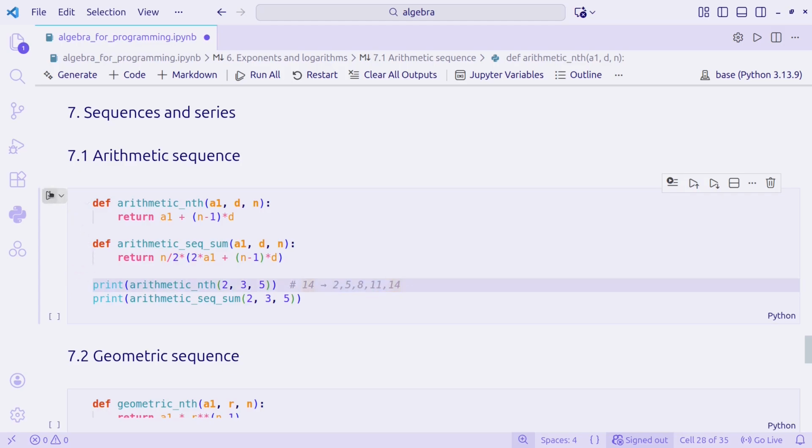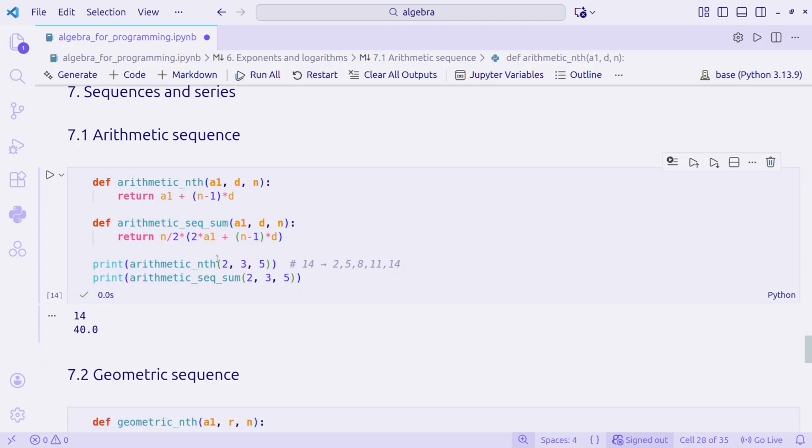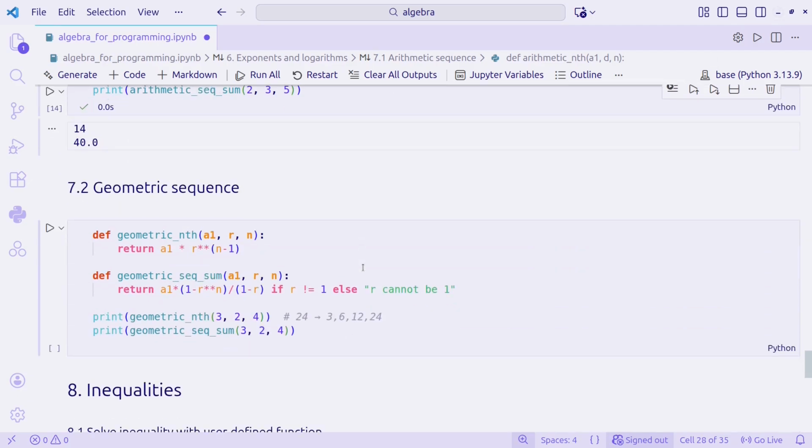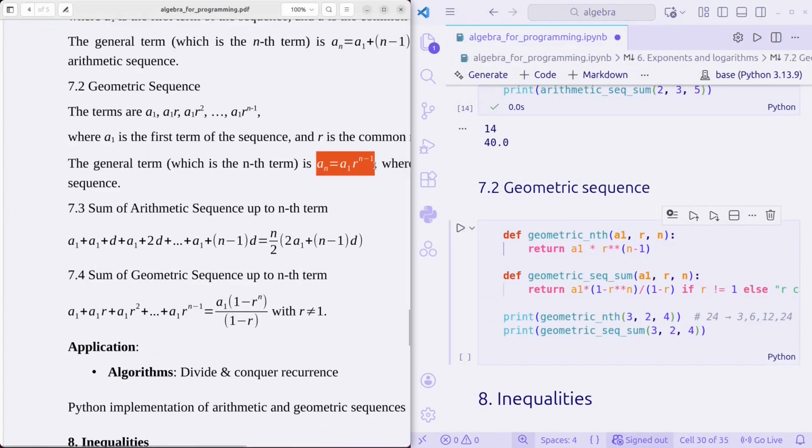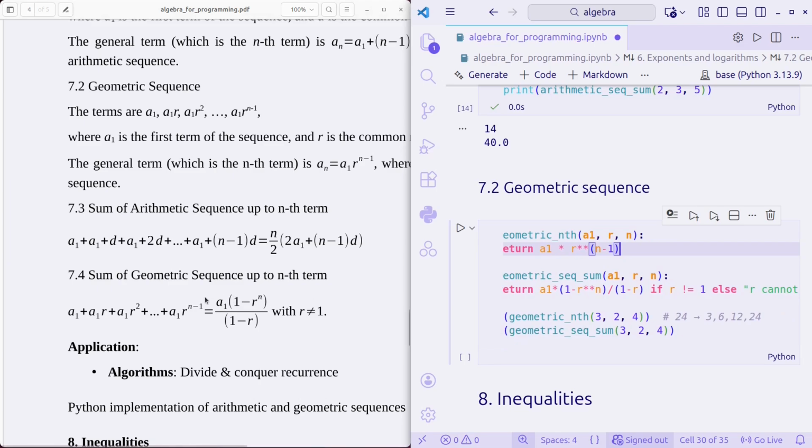So let us see the result. So of course the fifth term is 14, and the sum of the first 5 terms in the sequence is just 40. Okay. And how about geometric sequence? We can make the general term as a1 times r to the power of n minus 1, which is just this formula. And we can also find out the sum of all the terms in a geometric sequence by directly typing this formula into the code.